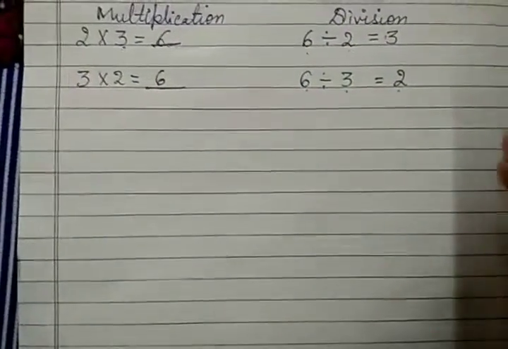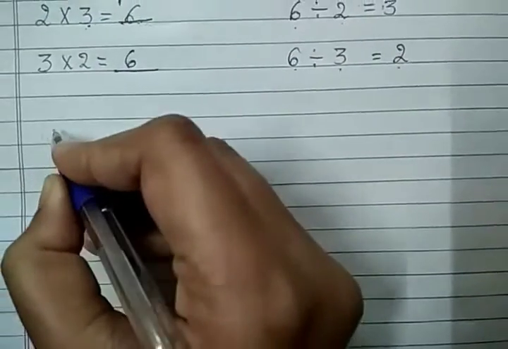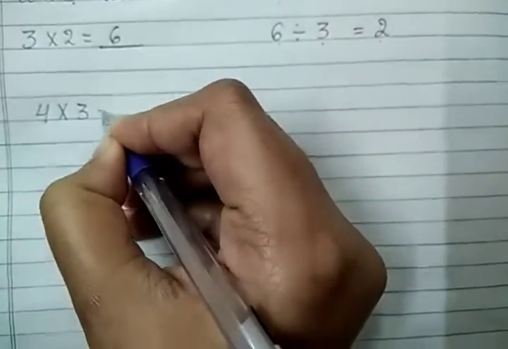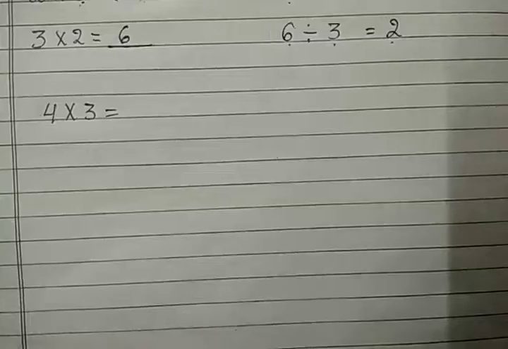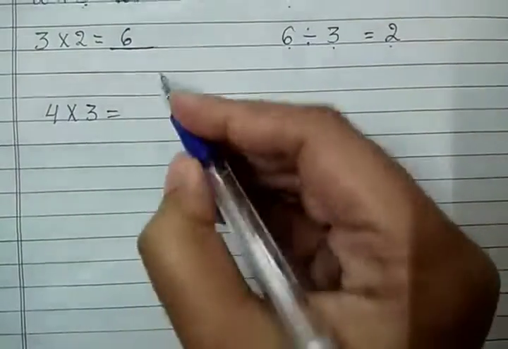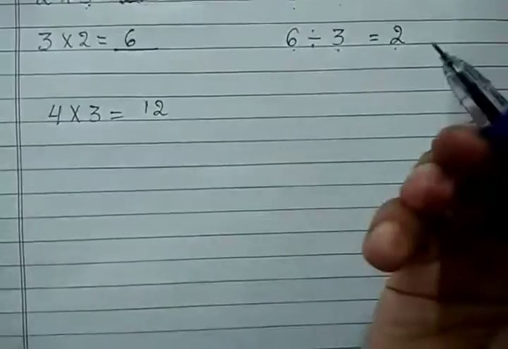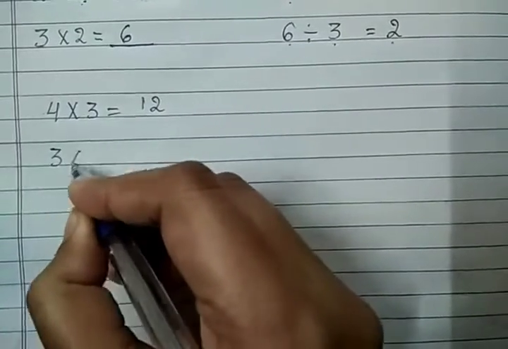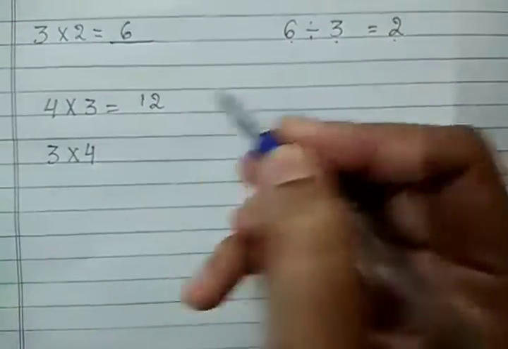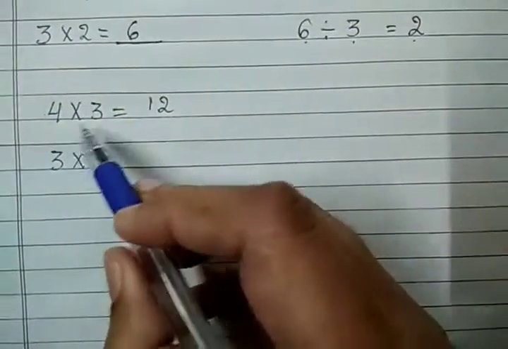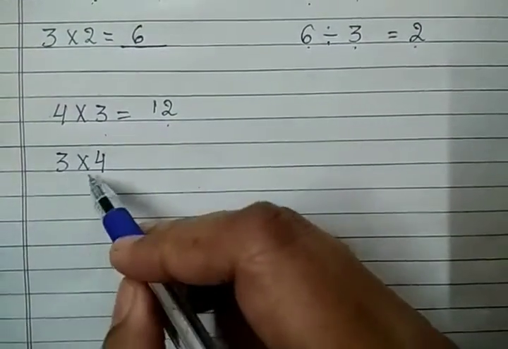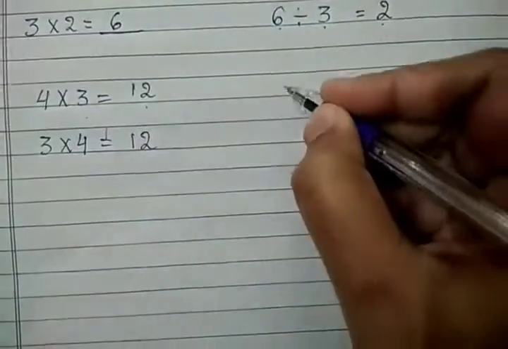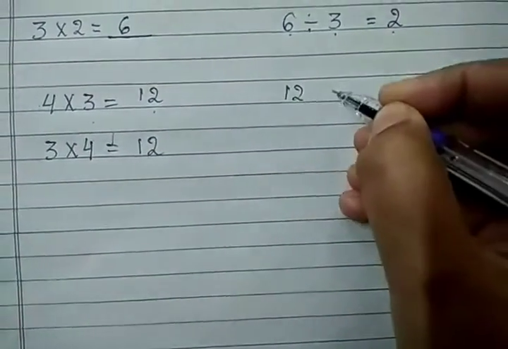Now quickly I am taking another example. Suppose the number is 4 multiplied by 3. You all already know the tables. So 4 multiplied by 3 is 12. And if we change the places of the numbers, 3 multiplied by 4 is also 12. Now the total is given. Now we have to divide it.